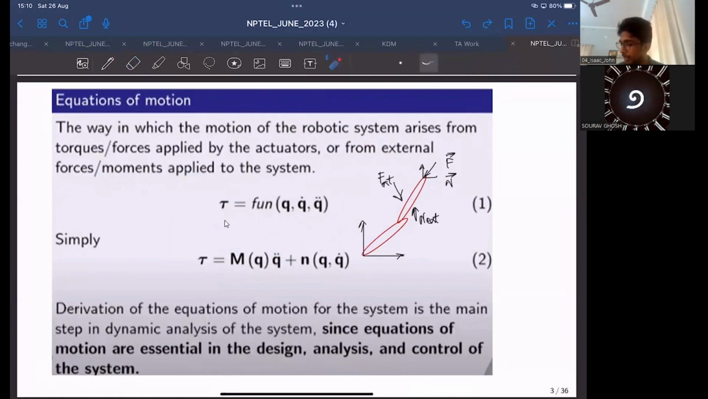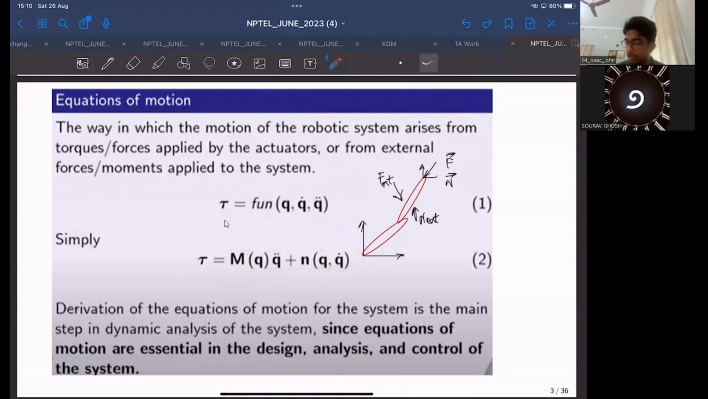To write this with more clarity, this is nothing but the equations of motion. Tau is a mass matrix times the acceleration vector, plus another vector that we call the vector of Coriolis and centrifugal effects, right? So this is how an equation of motion would look.